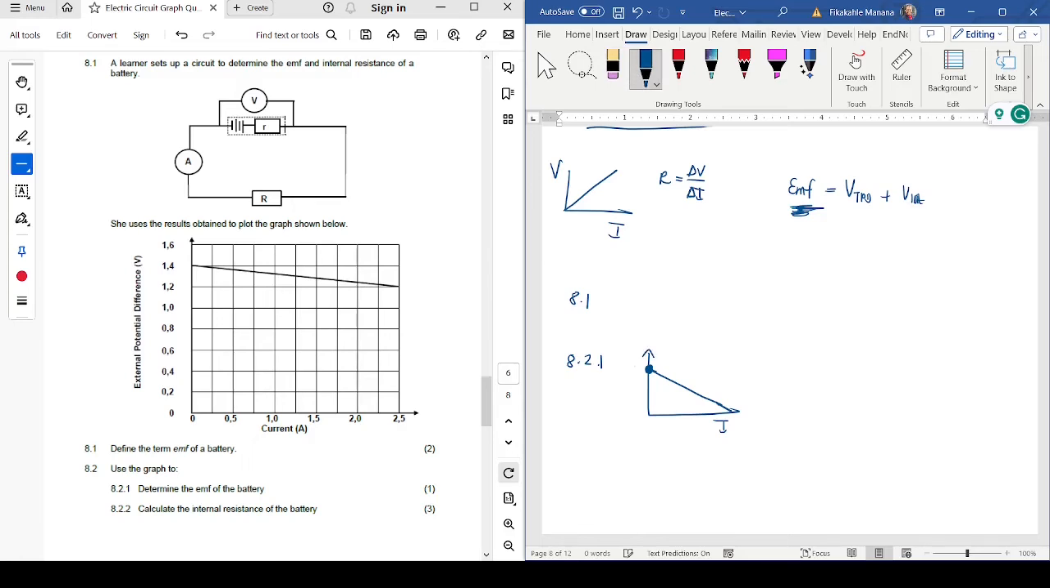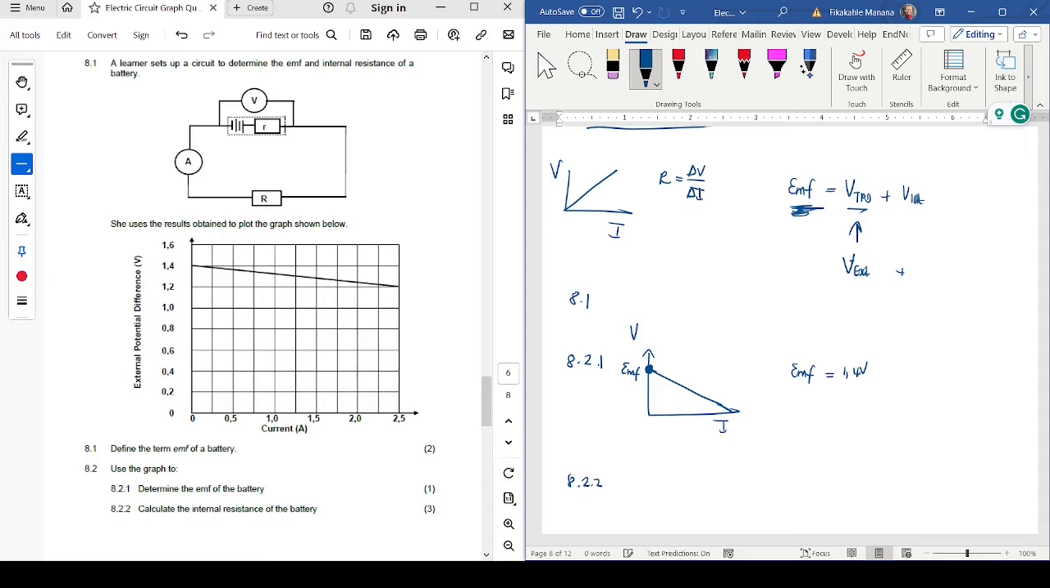So instead of using terminal potential difference, you could have just said V external plus V lost, or V internal. Okay, but anyway, the y-intercept would be your EMF, and that's why it's just one mark. It's something they expect you to know, something that you can read off quite easily. So the EMF in this case would be 1,4 volts.